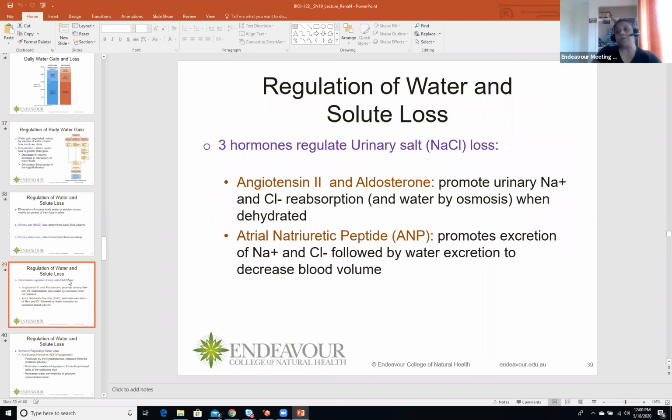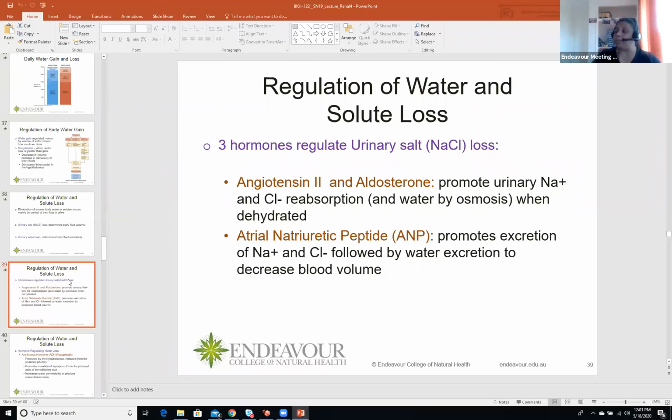So when we talk about angiotensin 2 and ANP, the atrial natriuretic peptide, so angiotensin 2 and aldosterone, they work through the renin-angiotensin-aldosterone pathway, and they primarily help to reabsorb water when we are severely dehydrated. So they reabsorb sodium, chloride, and water, and increase elimination of hydrogen ions and elimination of potassium from the body, and thus help to conserve water in the body.